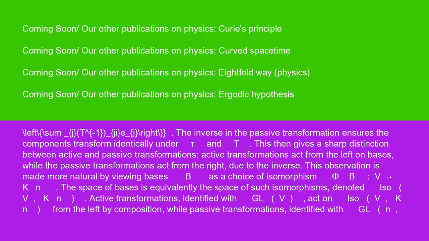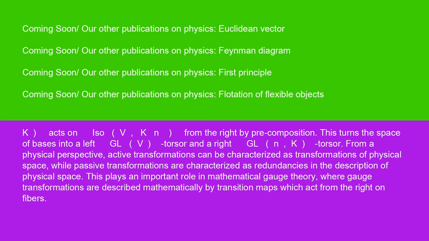This observation is made more natural by viewing a basis B as a choice of isomorphism φ_B from V to K^N. The space of bases is equivalently the space of such isomorphisms, denoted Iso(V, K^N). Active transformations, identified with GL(V), act on Iso(V, K^N) from the left by composition, while passive transformations, identified with GL(N, K), act on Iso(V, K^N) from the right by precomposition. This turns the space of bases into a left GL(V) torsor and a right GL(N, K) torsor.